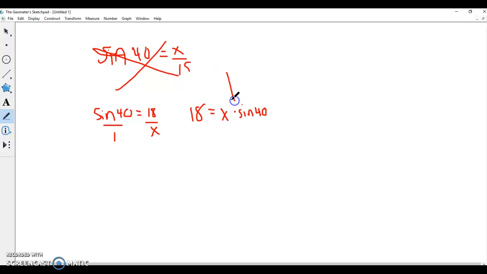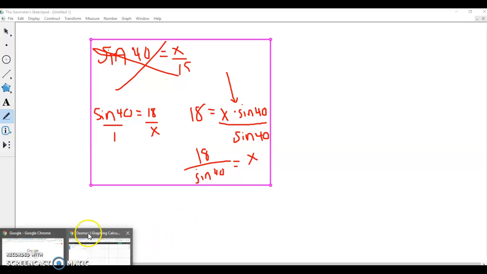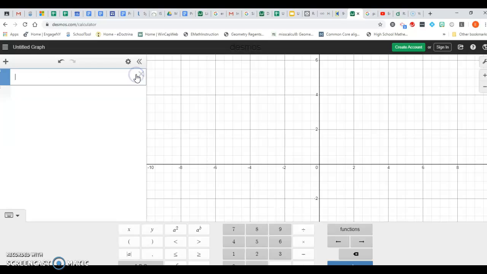Now, since multiplication is going on right here, I want to divide by the sine of 40. The sine of 40, again, is just a value. Remember, it's just a ratio. So 18 divided by the sine of 40 equals x. So when I go to my cool Desmos calculator, 18 divided by sine 40. Okay, so that would give me the length of that.